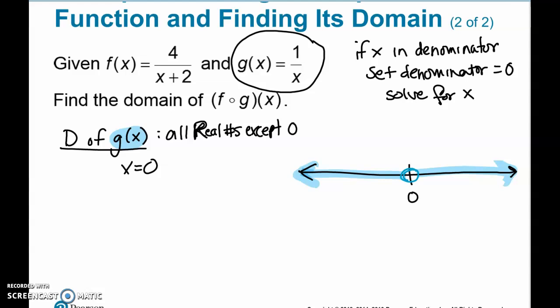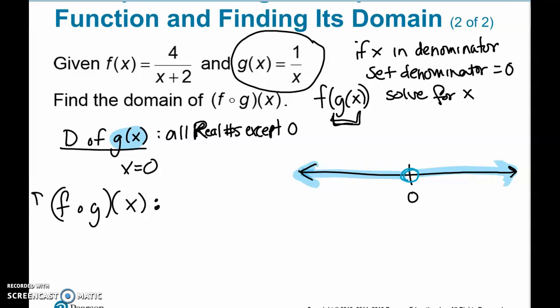Now let's take a look at the composition. So the composition is f composite g. So first you look at the domain of your input. So the domain of this. Then you look at the domain of the composite. And so the domain of the composite, take a look here. Where's our composite? Oh, we didn't write it here. So let's write it over here.